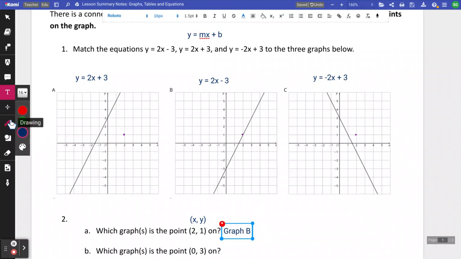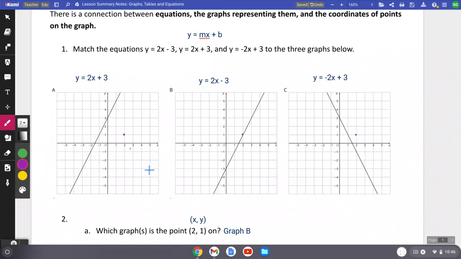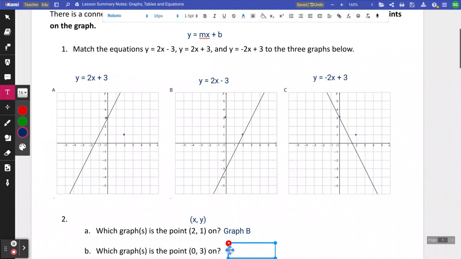When we go to check that point (0, 3), again, 0 is my x, 3 is my y. 0 is my x, which means I'm not going to move sideways at all. I'm just going to go up to 3 on my y-axis, which is right here. So I notice that point is on graph A. That point is not on graph B. And that point is also on graph C. So here I'm going to say graph A and graph C.